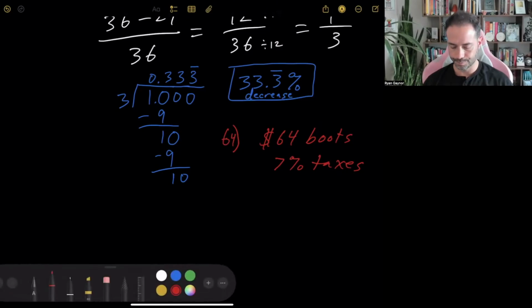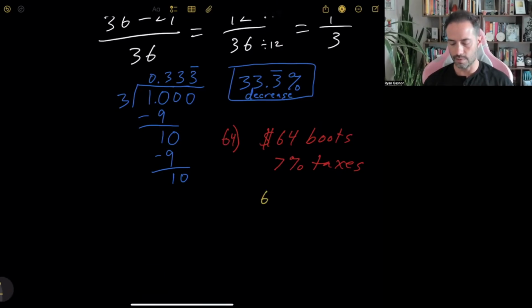So here's what we do. We take the 64 and we're going to multiply by 107%. Because again, I'm going to pay the 100% of 64, because that's $64. That's what the boots cost. And I'm going to add 7% on top of that. Okay, so now we have 64. And when I'm multiplying by percent, I have to change it to a decimal. So that will change to 1.07, right? Because I moved 2 places over. And now I can just multiply it out.